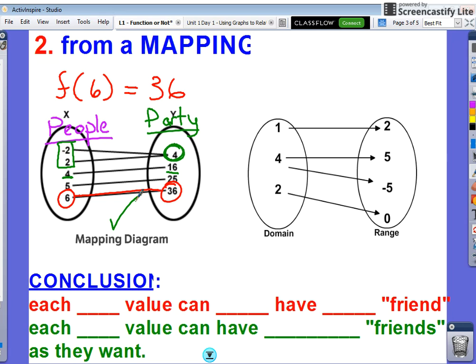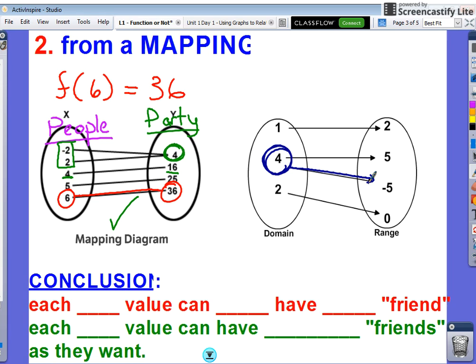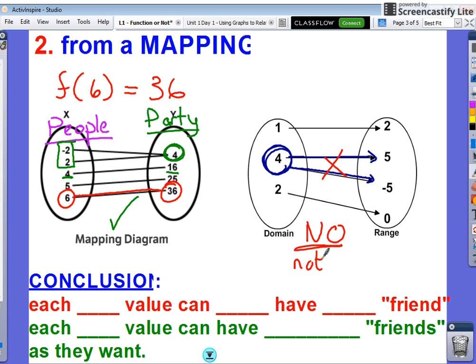But if you look over here on our second map, we have the person four is trying to go to negative five's party and trying to go to positive five's party. He cannot be in two places at one time. So this right here isn't possible, which means this is not a function, okay? Not a function. All right.